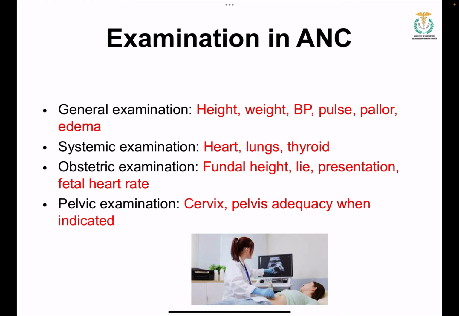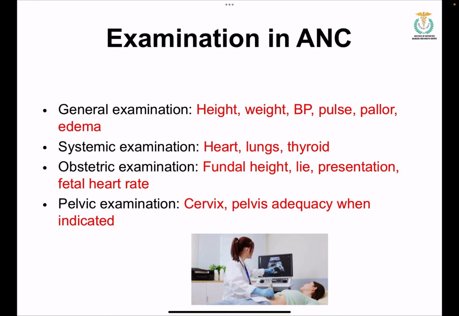Then comes the obstetric examination. Under the obstetric examination, we will measure the fundal height, check the lie and presentation of the fetus, and auscultate for the fetal heart sound. In case it is needed, you can go for a pelvic examination also. It is done to assess the cervix and pelvis adequacy, only if it is indicated.